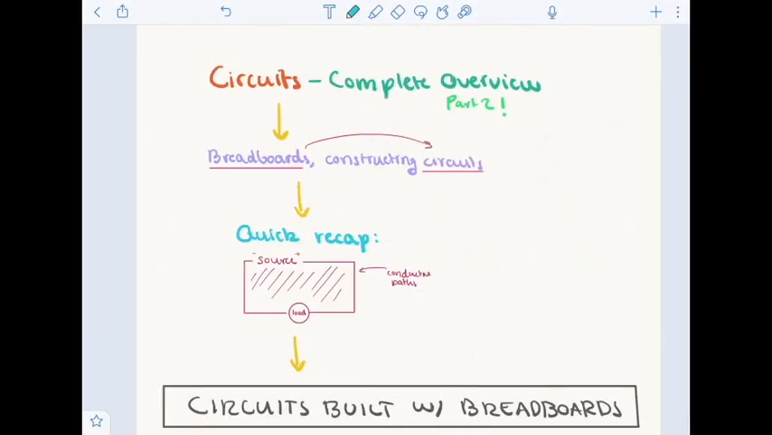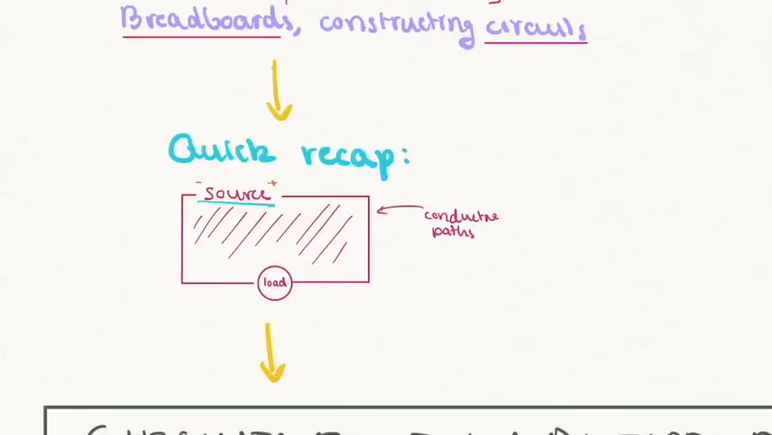So where did we leave off last time? Well, we discussed the three essential components of a circuit. You might recall that's the source of power, conductive paths as you see denoted here, and the load of the circuit, which, just to recap, is essentially a component that uses power from the source in order to operate, like an LED or a motor.